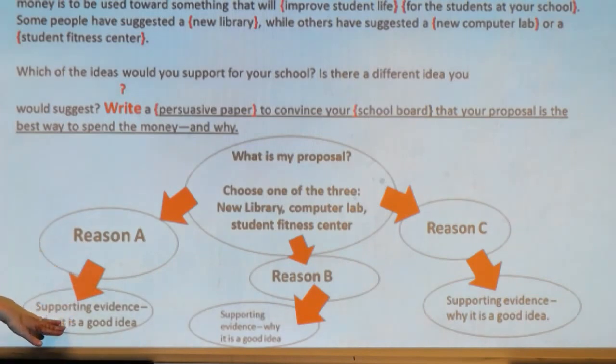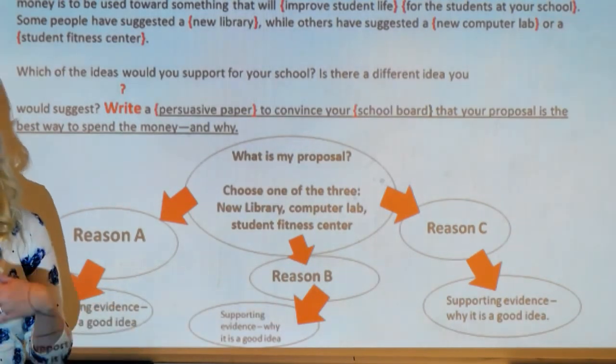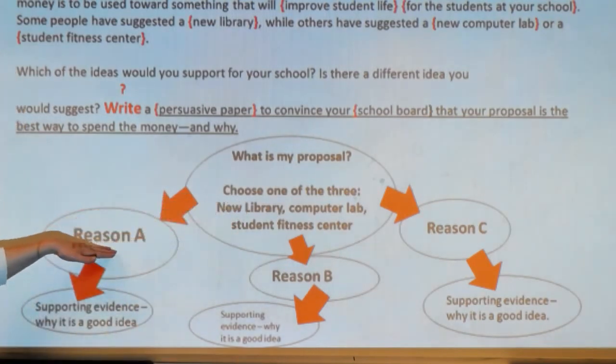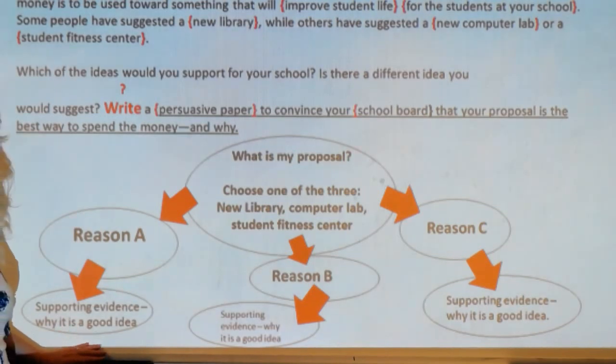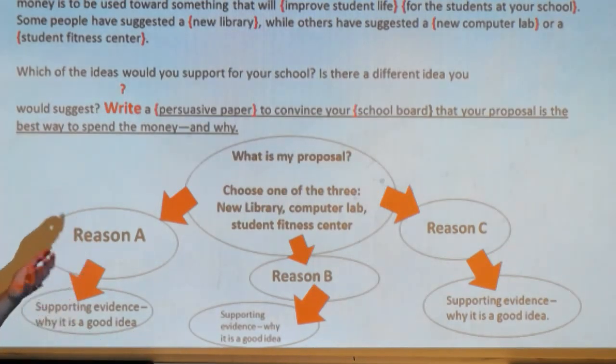Then I would give supporting evidence. Why is this a good idea? I could give evidence. It's a good idea to have a new library for latchkey kids because it would keep them off the streets, keep them safe, give them a safe haven to go to whenever their parents are at work or not at home. See how that's built down?